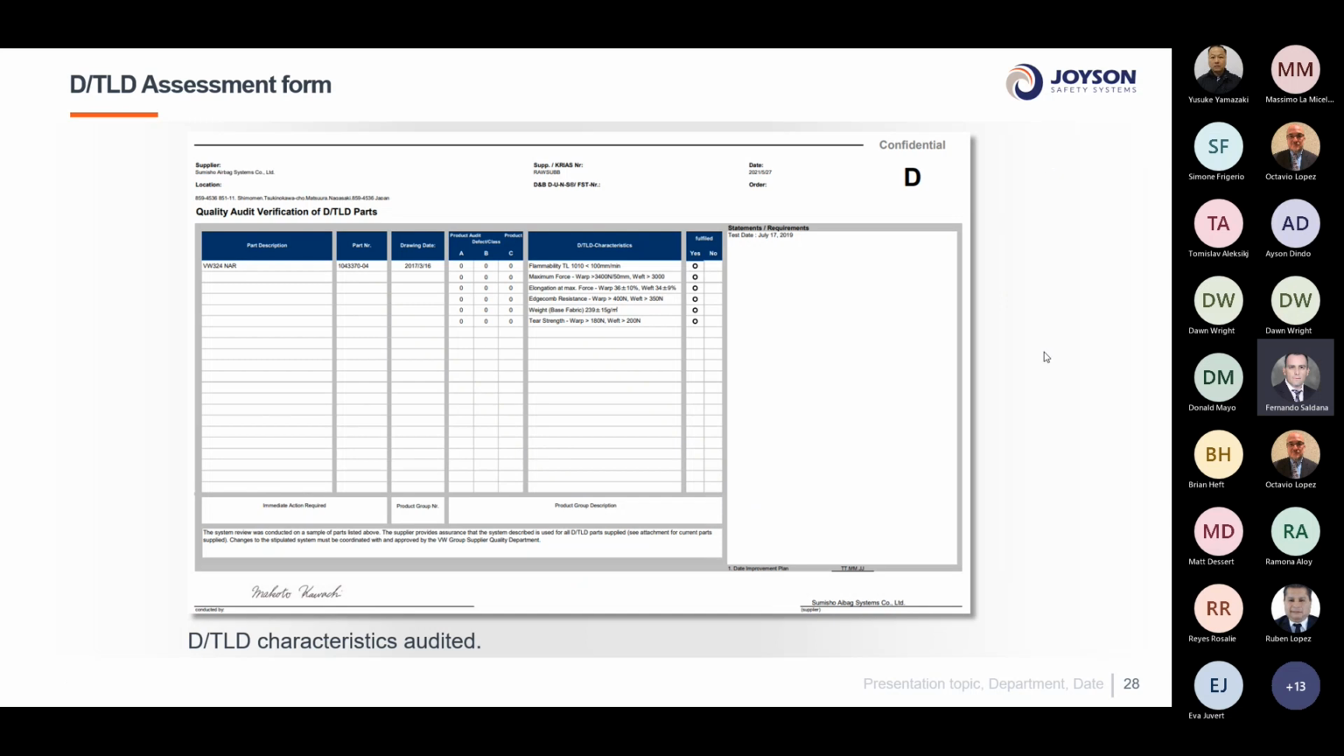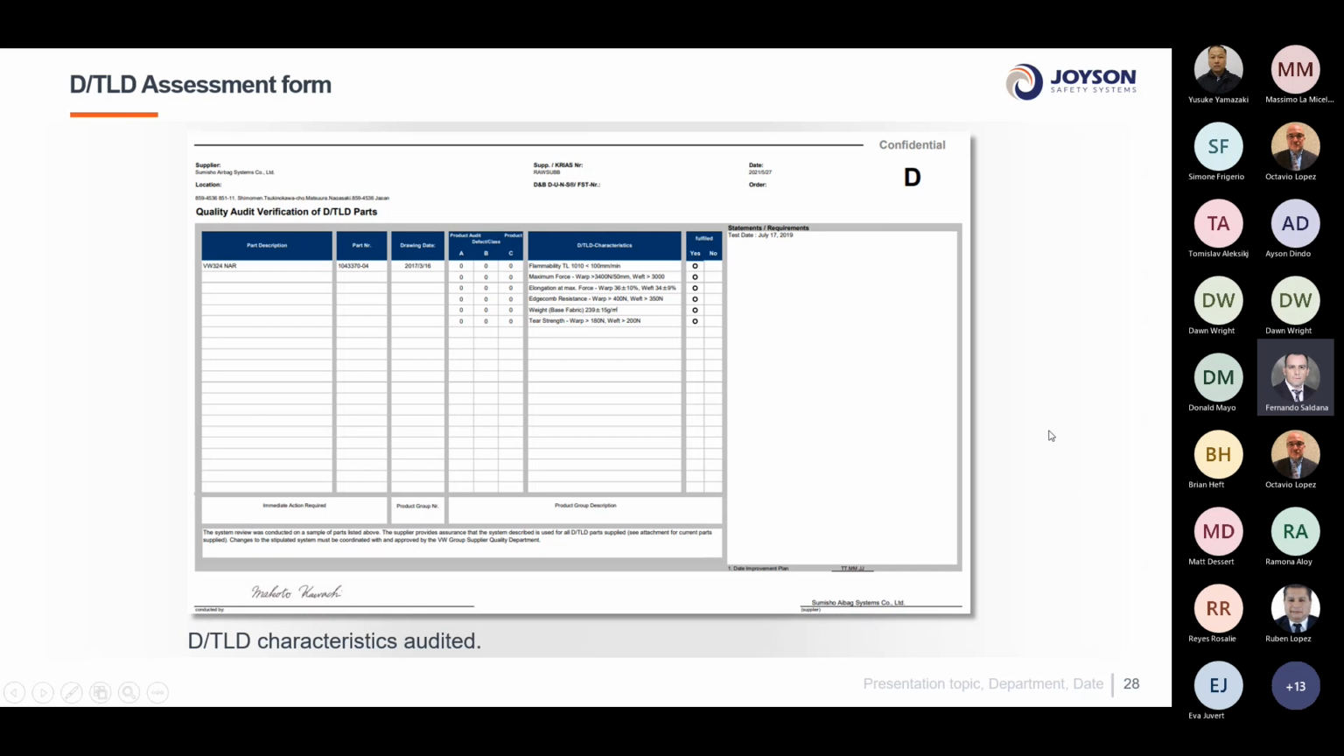This is the list of characteristics, the second page. At the top, we again have some basic information from the supplier. And there is a section for the part description, which is the product that we are auditing or assessing. The next column is the part number, and the next one is the drawing where this part is referenced. The next column is product audit, which we are not covering in this presentation yet. It is something that is coming, as Victor mentioned at the beginning, and is linked to the D-TLD in the same format.